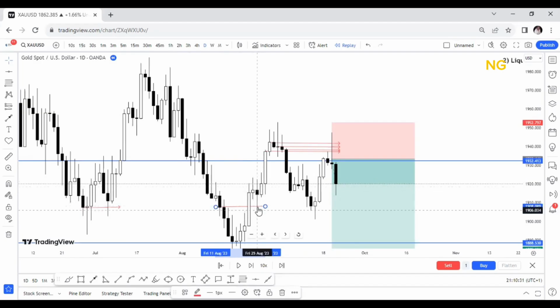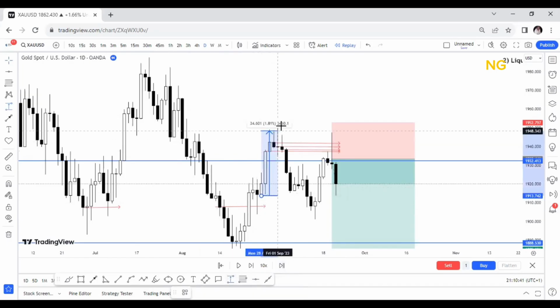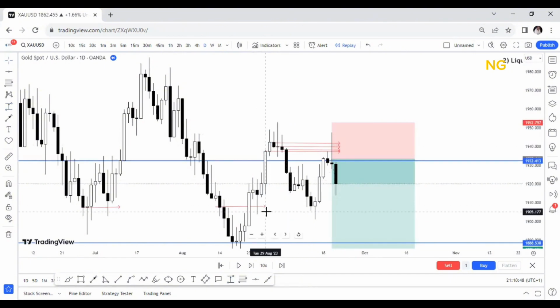It tapped into it. Then what happened? It bounced off it. It got rejected and closed above it. That's a strong signal to buy. Imagine the number of pips you will have covered from that place to this place, almost about 404,000 pips, because of what? Because of the validation that happens here with a wick.